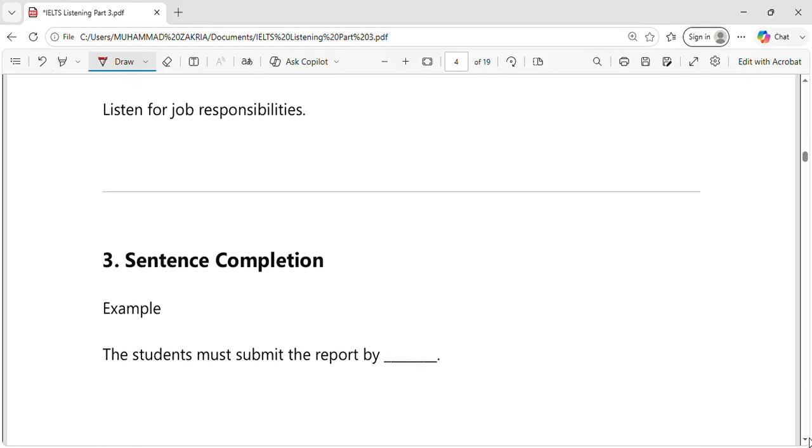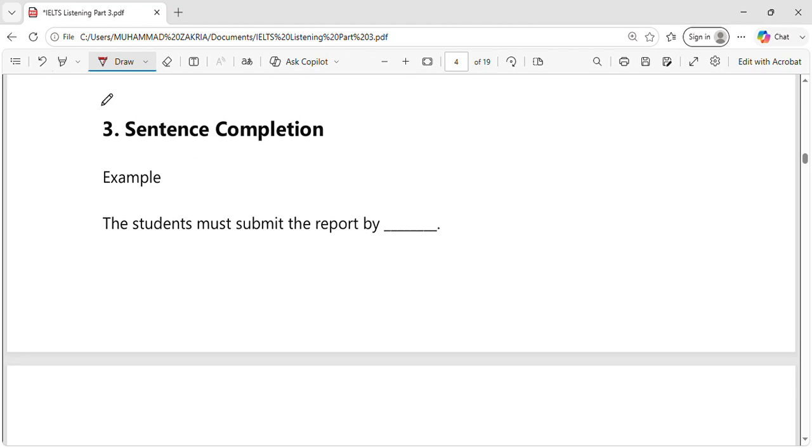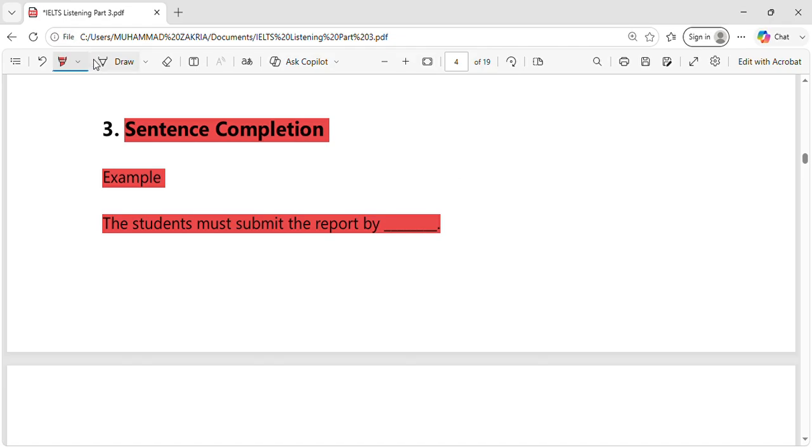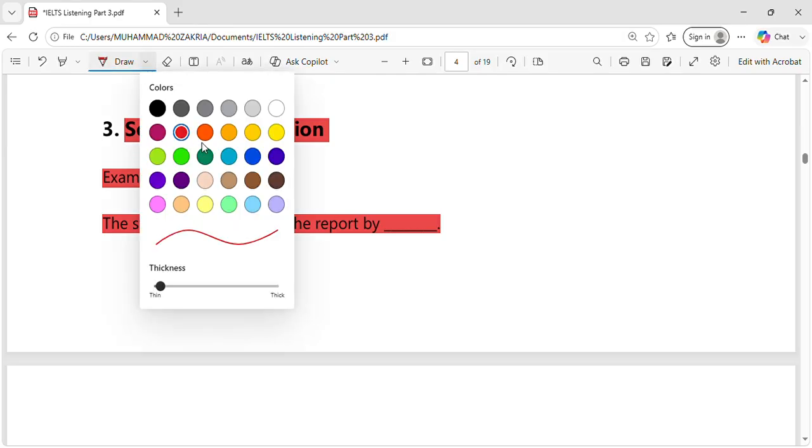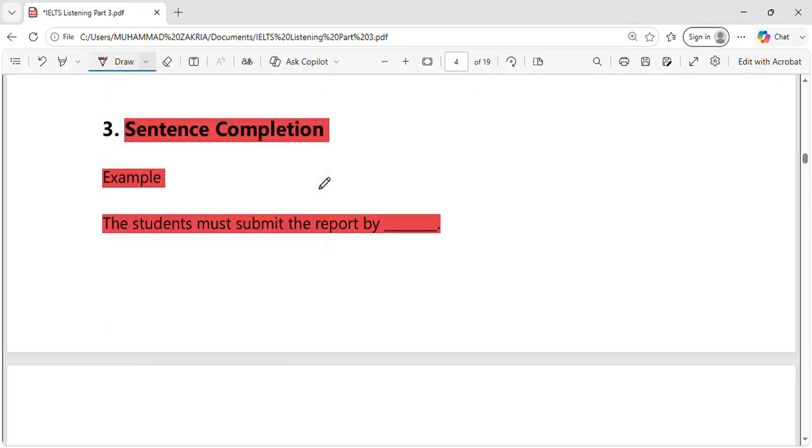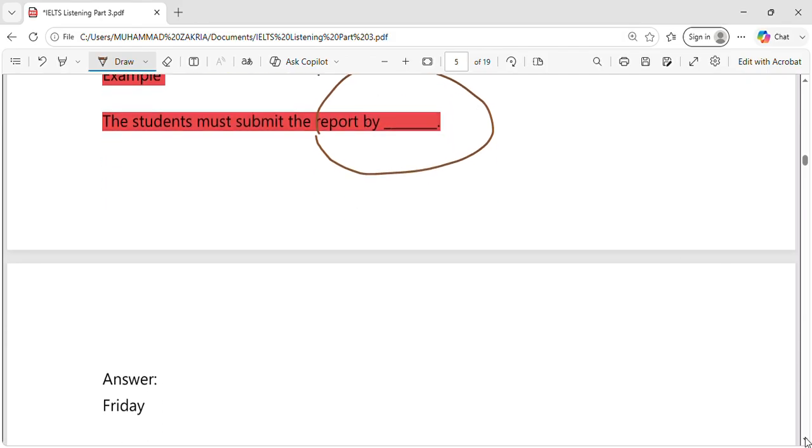The third question type is sentence completion. In sentence completion, we complete a sentence. This is the third question type.